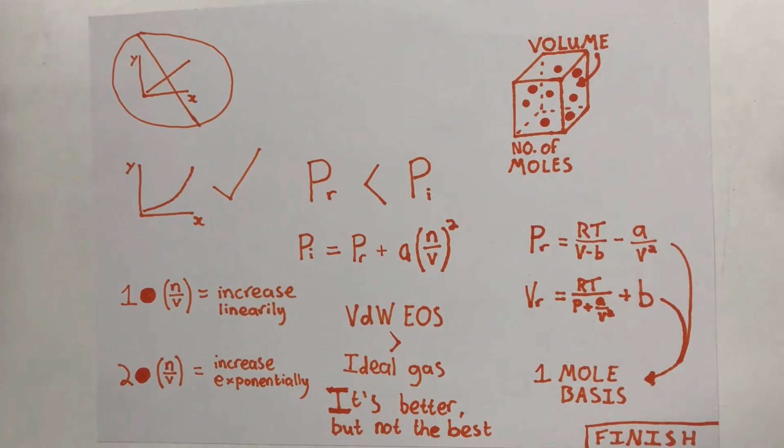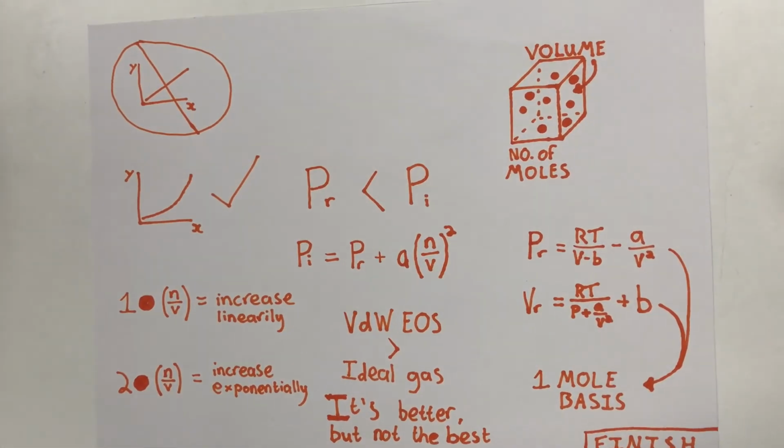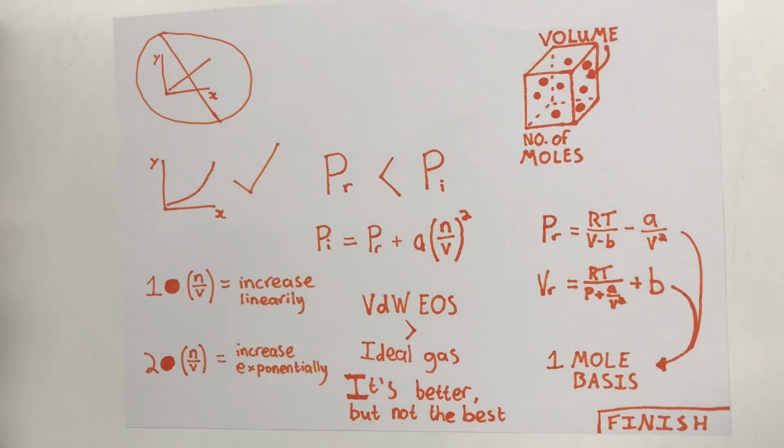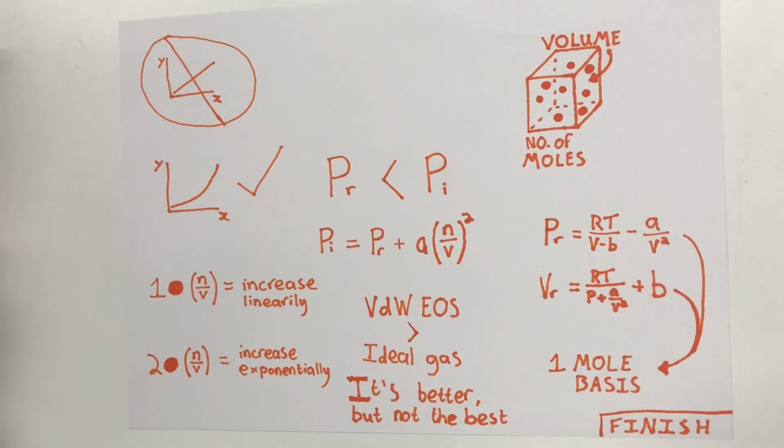The van der Waals equation can be rearranged for pressure or volume. It is iterated to the correct value when calculating volume. It isn't perfect, but it's the next step up from the ideal gas equation.